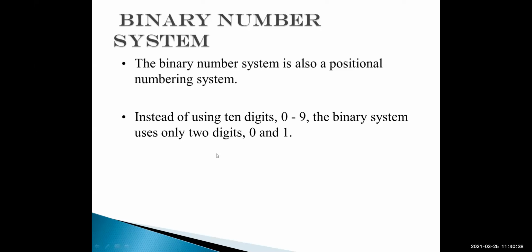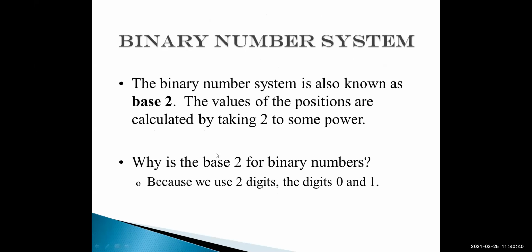Now again, the next number system. Here, the binary number system is known as base 2. The value of positions is calculated taking only 1s and 0s. So why is the base 2 for the binary number? Because we are using two digits. I already told you. So if you want to write the answer to the question, just write it. One more question, this one is.